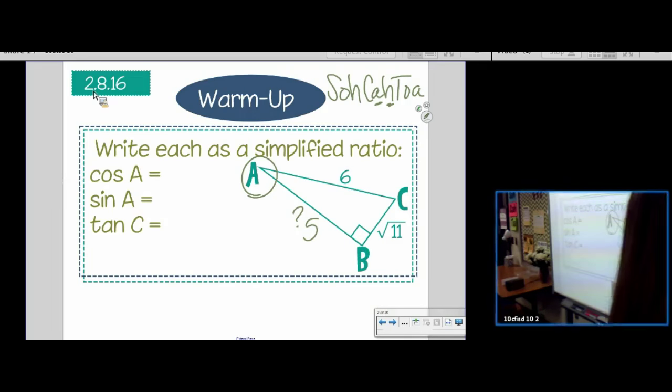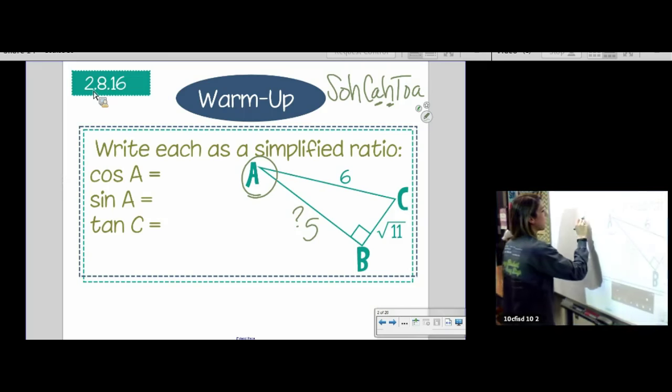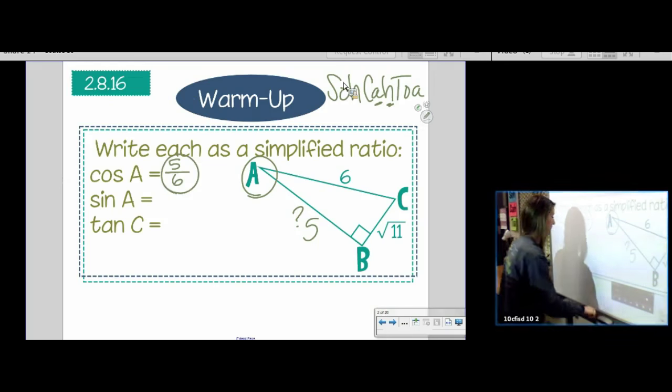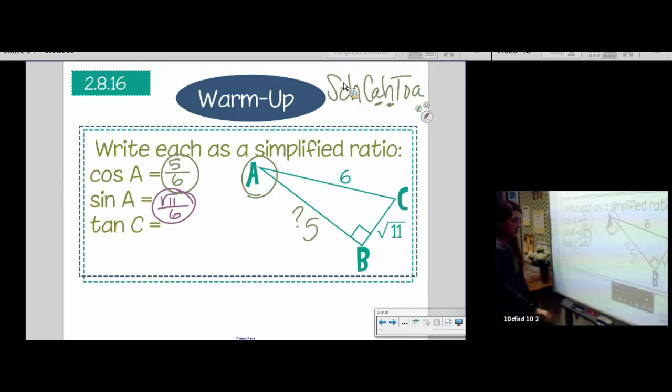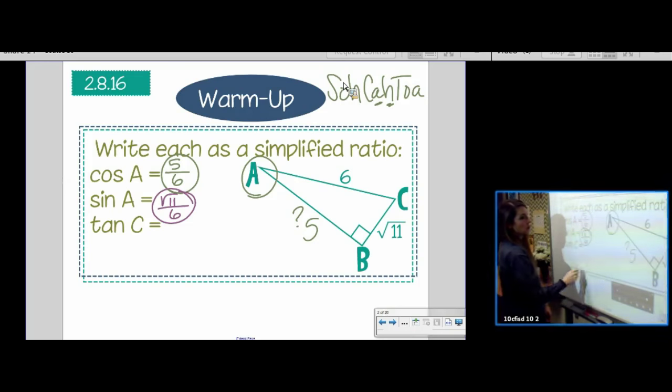Okay, so the cosine of A would be adjacent over hypotenuse, 5 over 6. The sine of A would be opposite over hypotenuse, square root of 11 over 6. And the tangent of C would be opposite of C over adjacent to C.